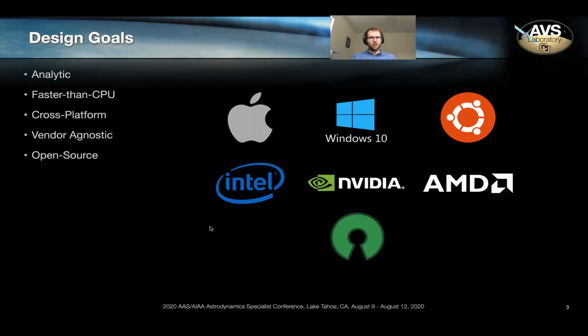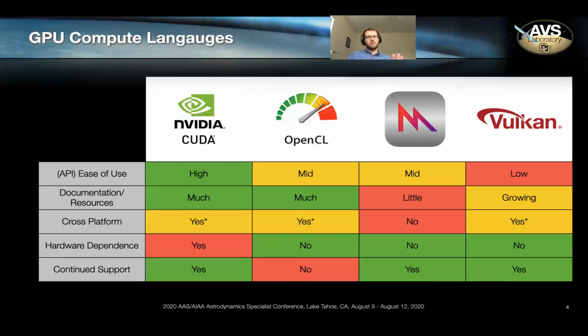So explicitly, my design goals were to create a GPU algorithm that was analytic and faster than the CPU, cross-platform, vendor agnostic, and open source. And immediately we can knock two of these design criteria out based on the language we choose. Anyone familiar with the GPU compute community recognizes that there are four languages that are prominent today.